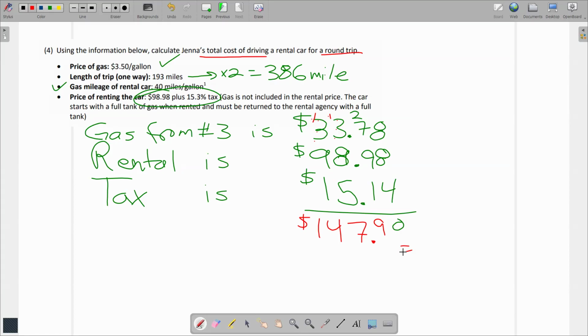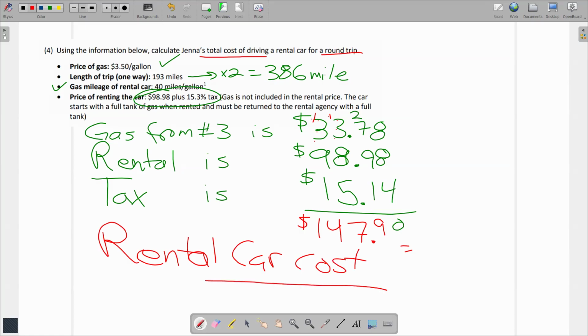Okay, so this is the rental car cost. Total rental car cost. Gas, rental, plus tax.